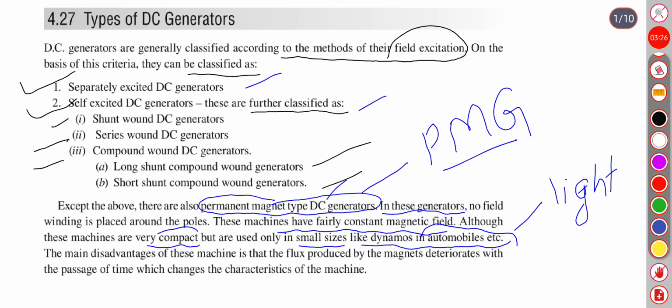The main disadvantage of these machines is that the flux produced by the magnet deteriorates with the passing of time, which changes the characteristics of the machine.